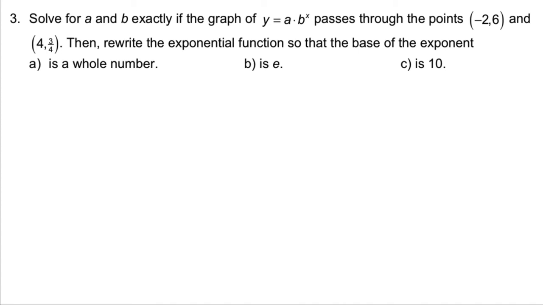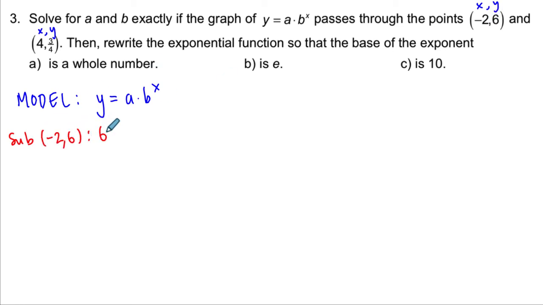In number 3, we want to solve for two unknowns, a and b, such that the graph of y equals a times b to the x, an exponential growth or decay, depending on the value of b, passes through 2 points. So we want to substitute x and y, not once, but twice, to get a system of equations for the remaining unknowns, a and b. So I'm first going to write my model here. My model currently is y equals a times b to the x. So the first thing I'm going to do is substitute the first point, negative 2 comma 6, for x and y, which gives me 6 equals a times b to the negative 2.